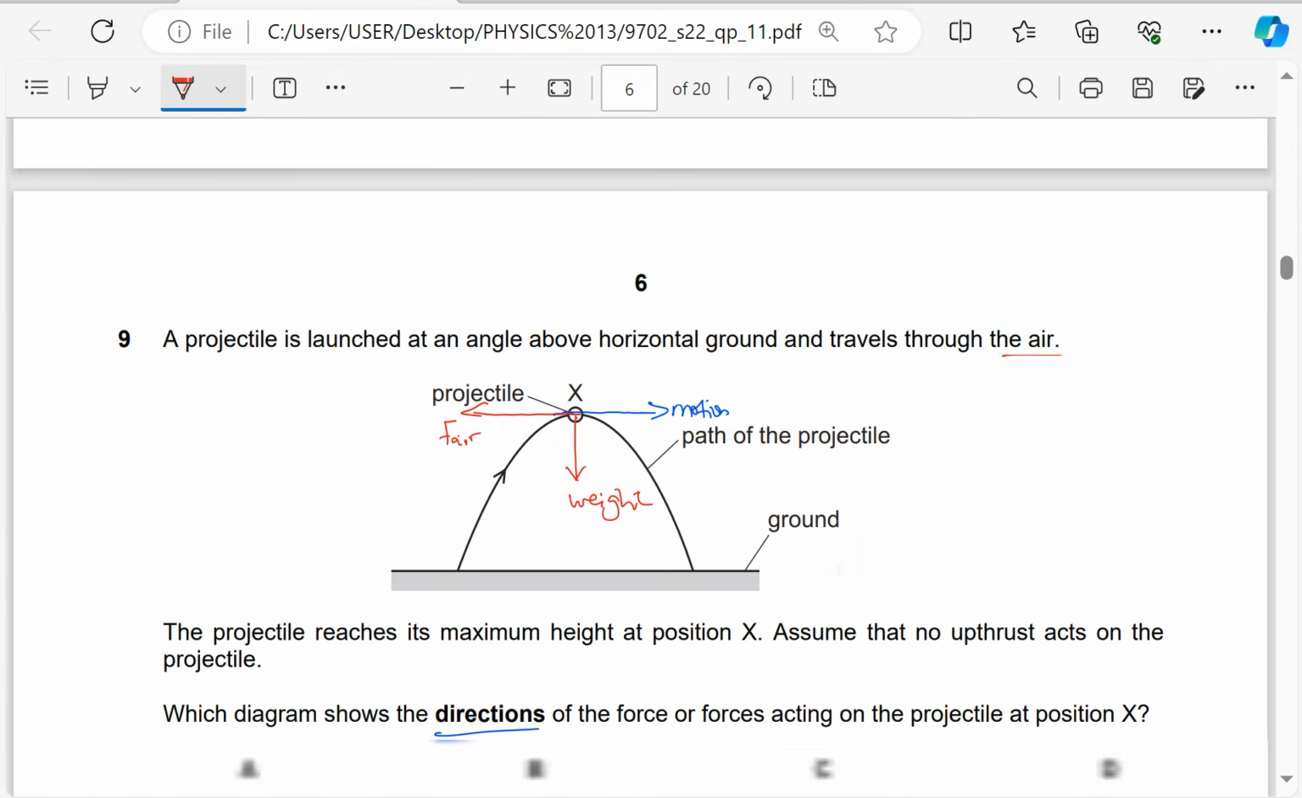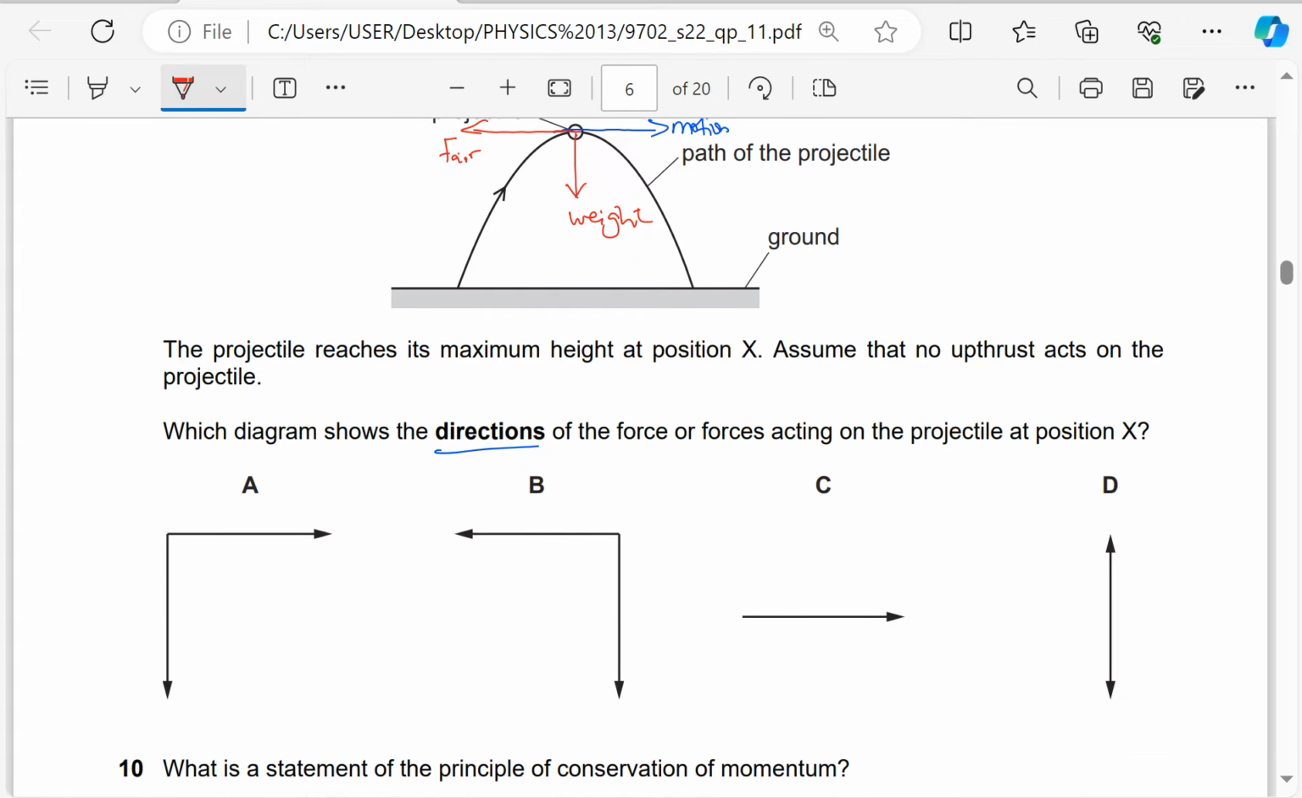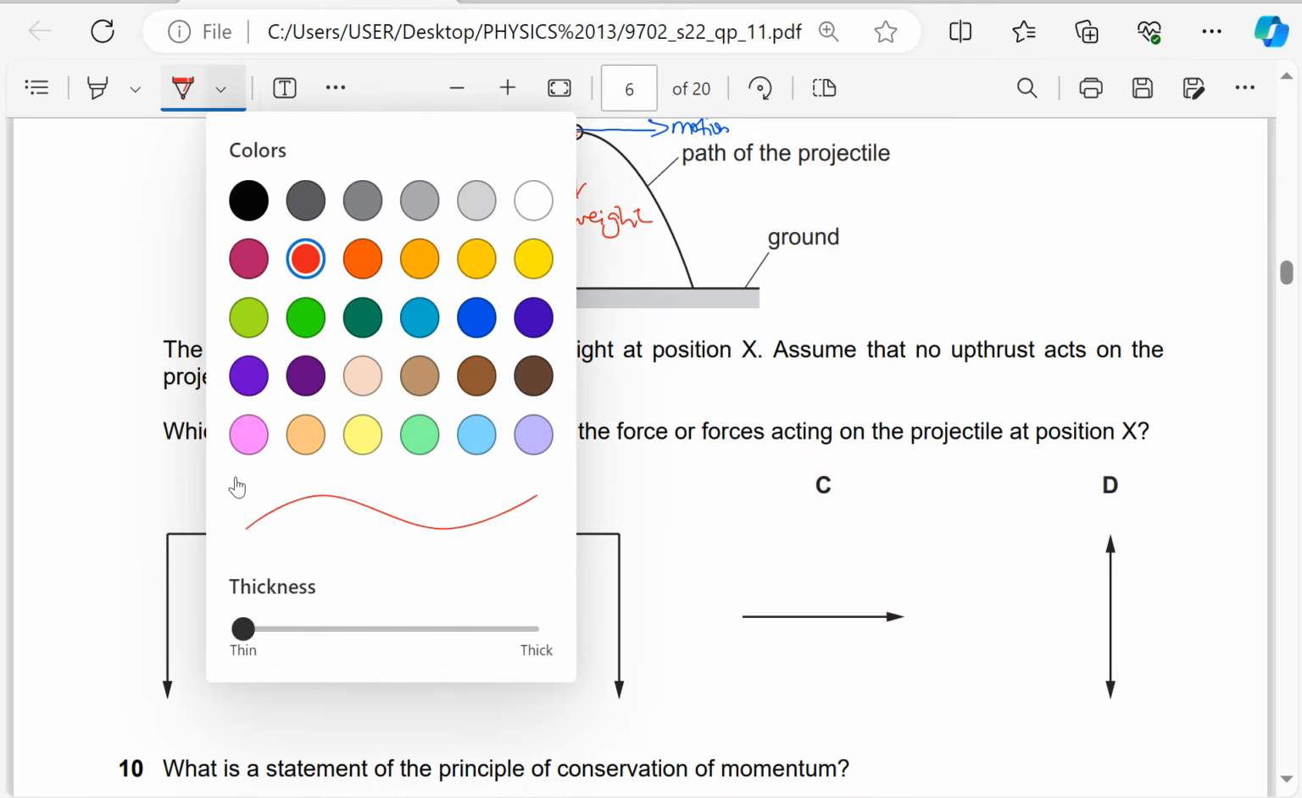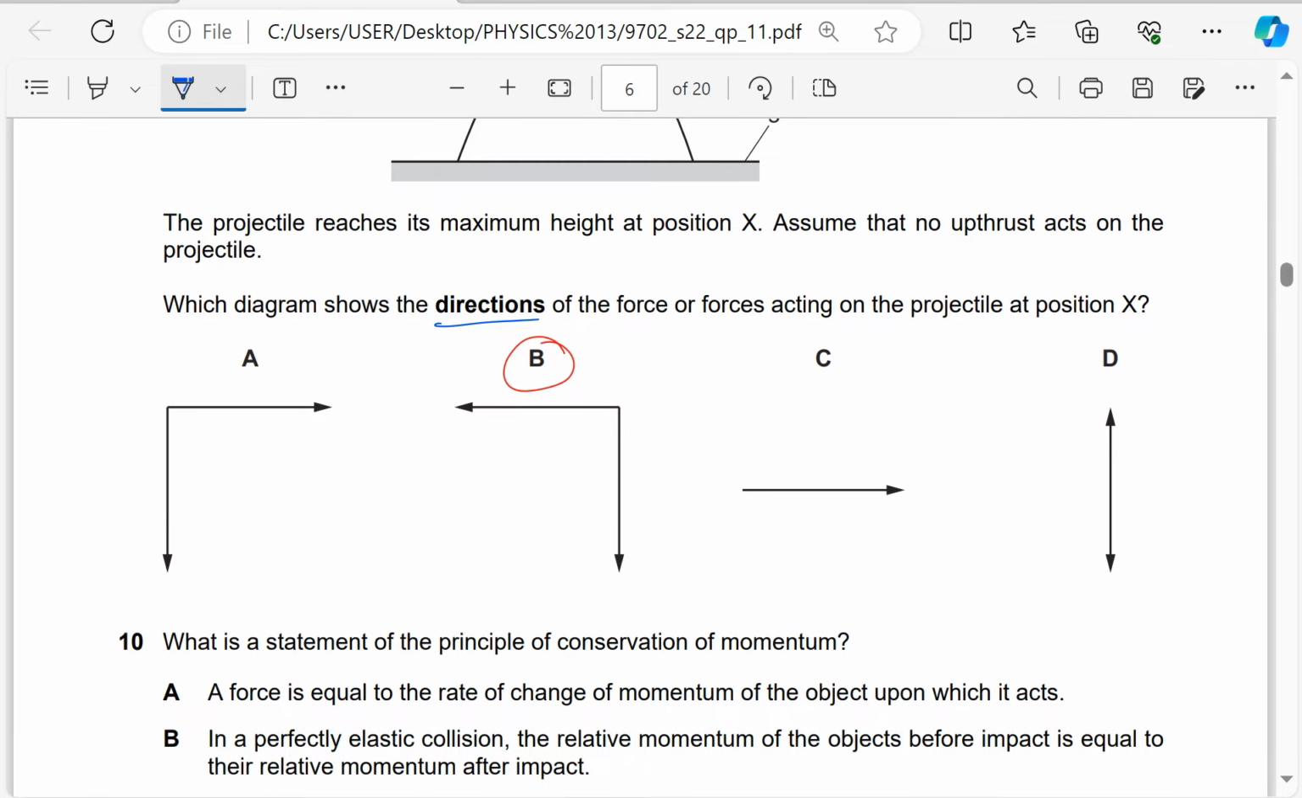So these are the two forces acting. So this means our answer is automatically going to be B. Of course, I know many people will think the answer is A, but the answer is B because this arrow to the right is showing the direction of motion, yet air resistance acts in the opposite direction to motion. So my answer is going to be B.